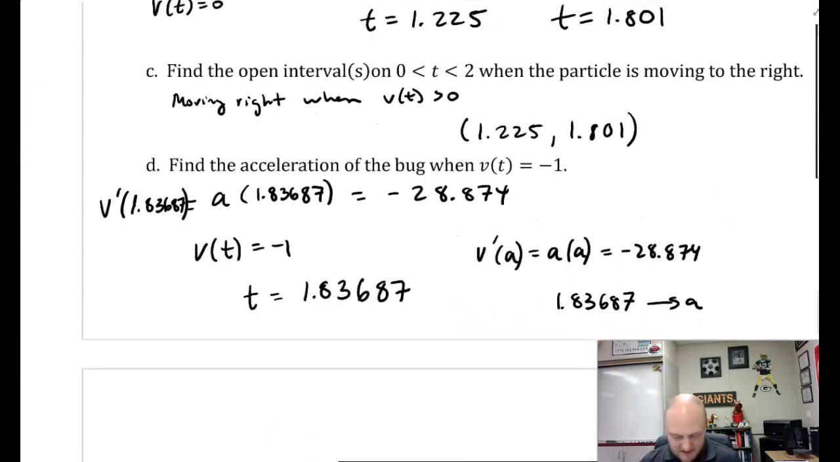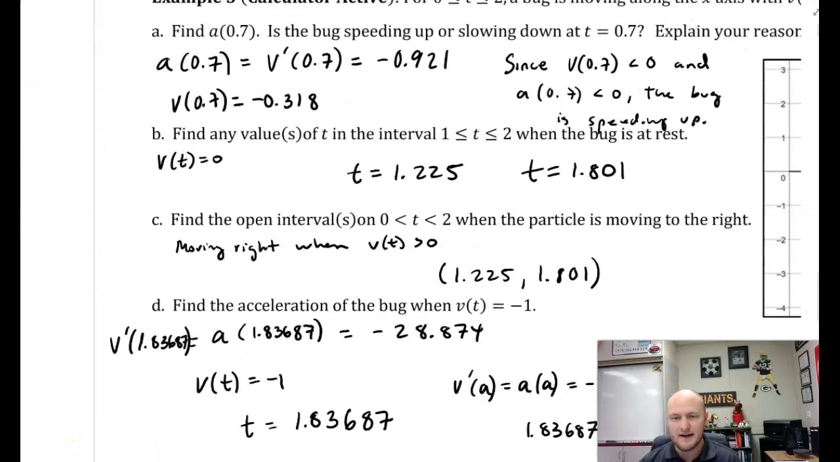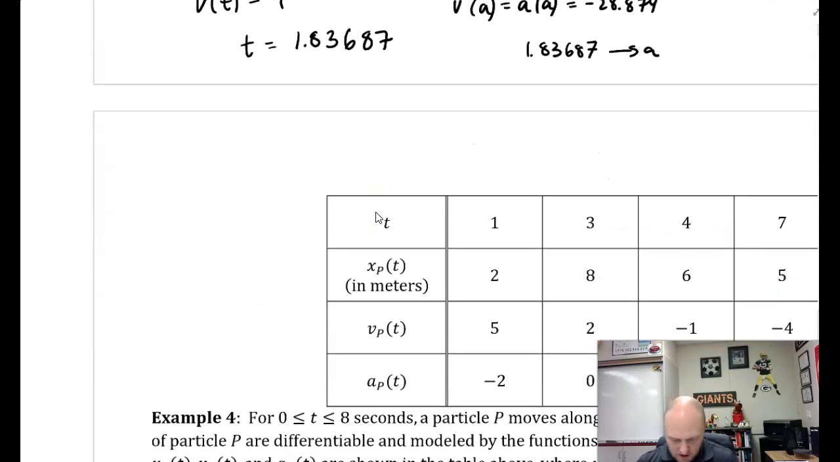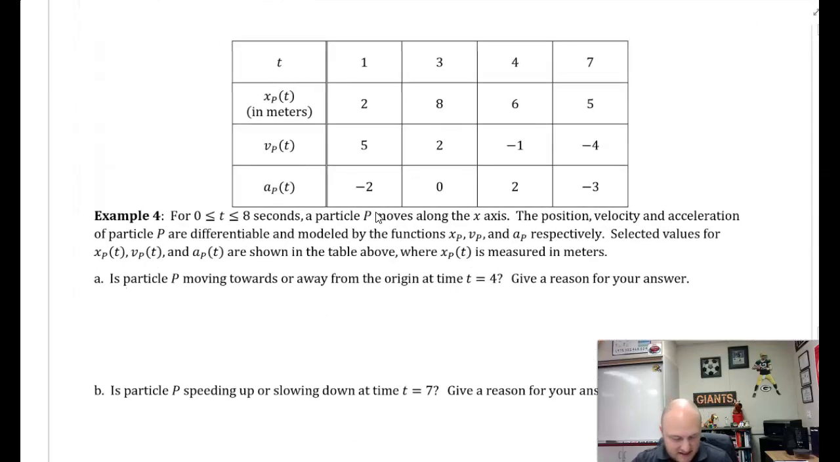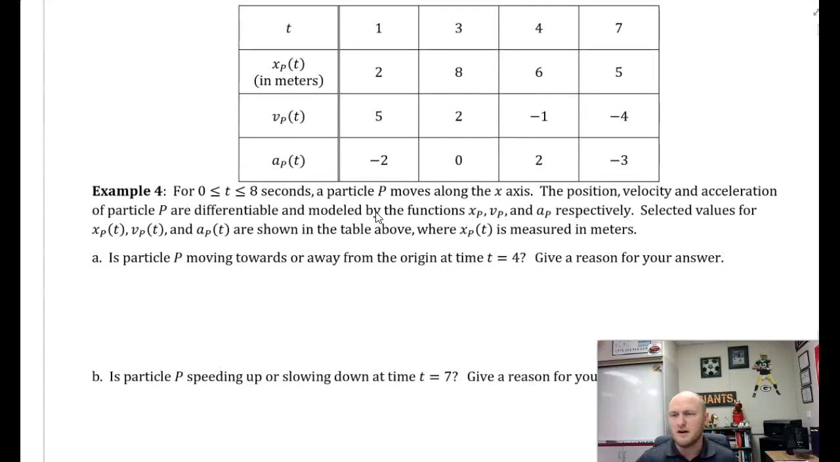Okay, that is example number 3, calculator active. All right, moving on. Example 4. Example 4 is a fresh look at linear motion, but given information in a table.